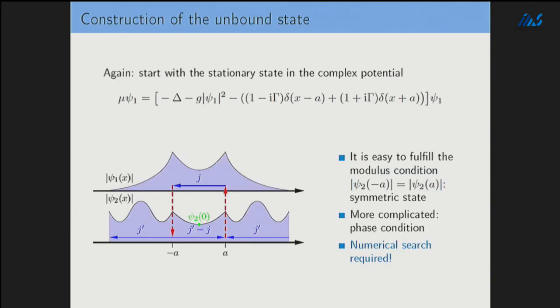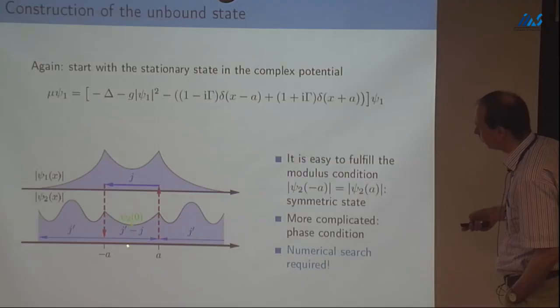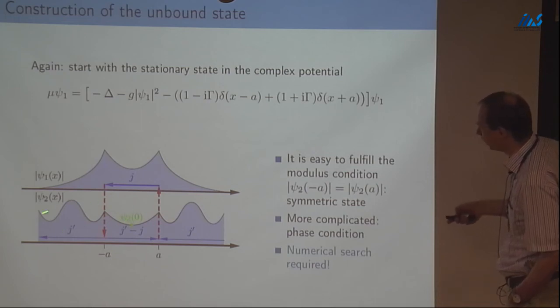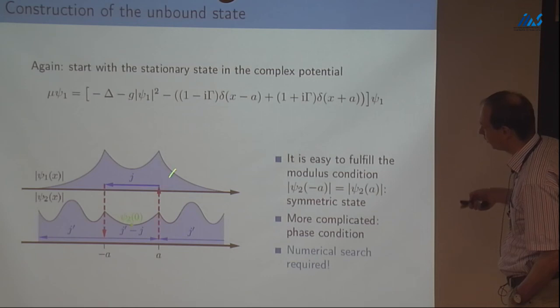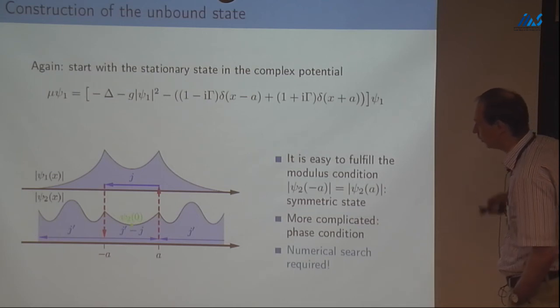Let's again start with the stationary state in the complex potential. So we start with this wave function and search for the conditions which we have to fulfill here in the traps to give the correct coupling. And then it's the same way. We can integrate just the outgoing parts. It's easy to fulfill this norm condition, or modulus condition, because this just tells us we need some symmetric state, at least here in the inner part, which can be found easily.